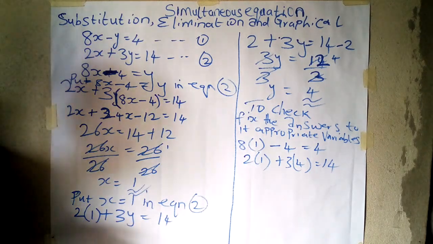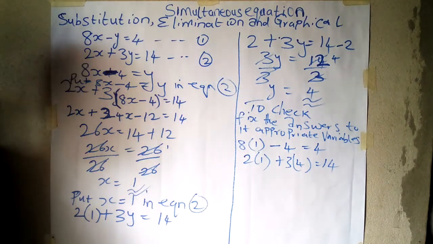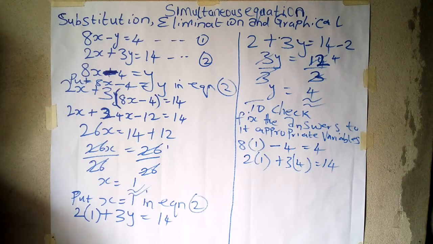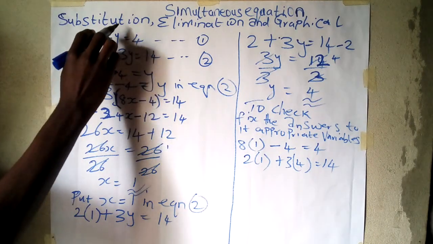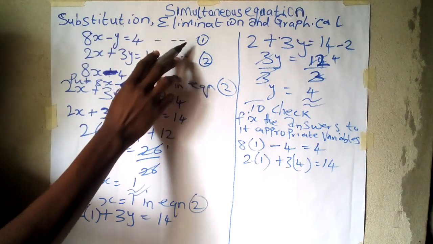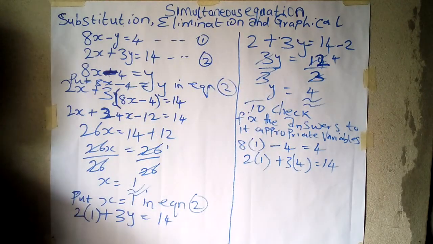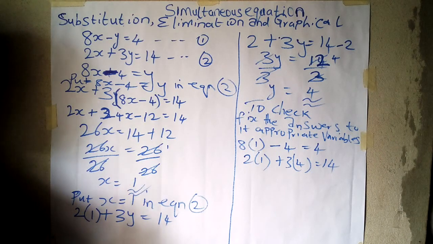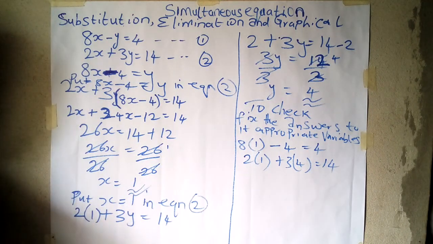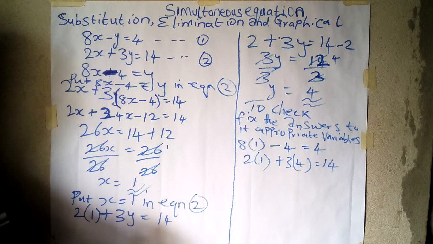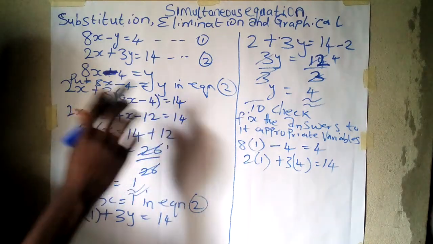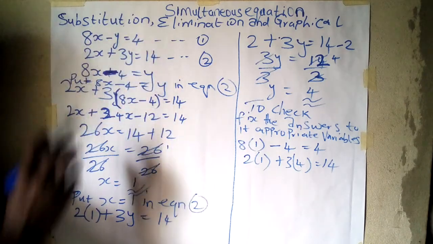Basically, there are three methods of solving a simultaneous equation, which include the substitution method, the elimination method, and graphical method. And as well, you may like to know what a simultaneous equation is. A simultaneous equation is an equation with two variables taken together, as you can see.